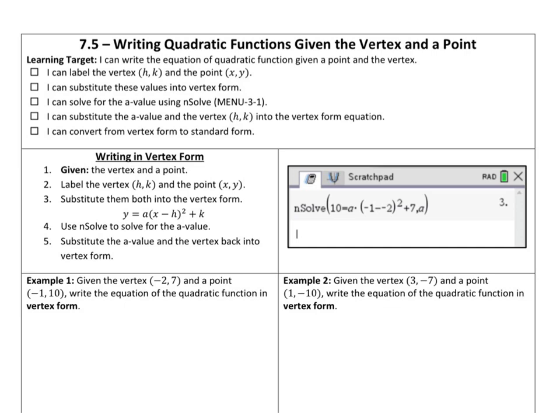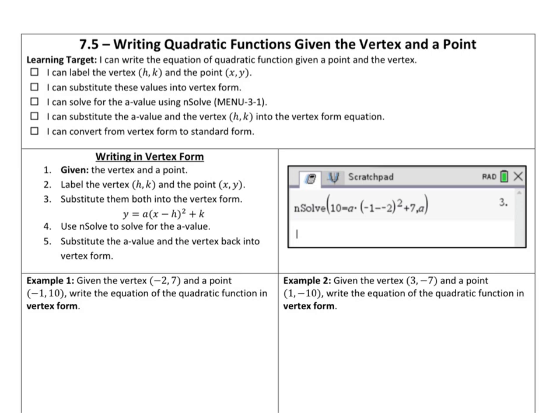We can thankfully use insolve, which we know is menu 3.1, to find our a value. And we should know from our last lesson that the a value is that stretch or compression value. Then we substitute the a value and the vertex that we already know into the vertex form so that we have our quadratic function in vertex form. And the last step that we will learn is how to convert from vertex form to standard form. We're going to use double distribution or the box method to do that.